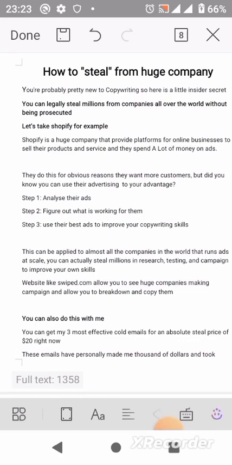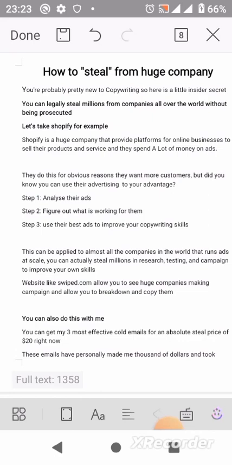I said how to steal from huge company. You know, when this pops up on somebody's phone, or when a message like this drops in somebody's mail, and he sees how to steal from huge company, of course, the desire and interest to open the message and read it will be there, because the person wants to actually know how to steal.